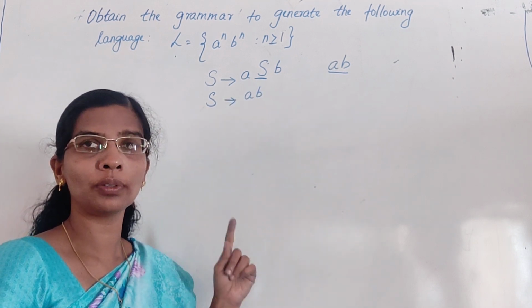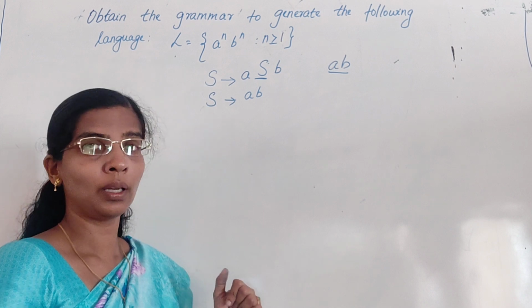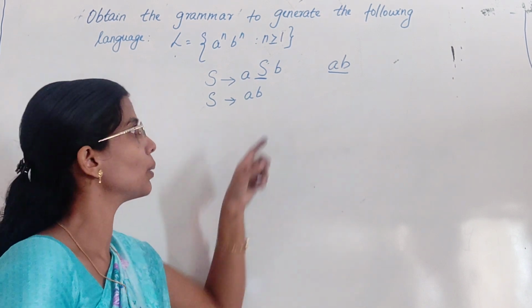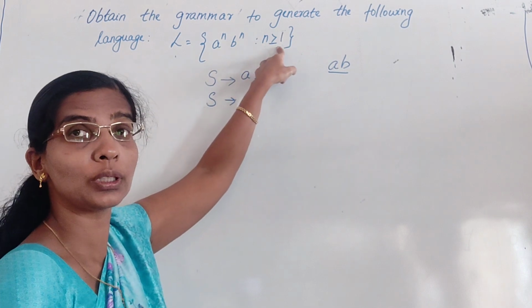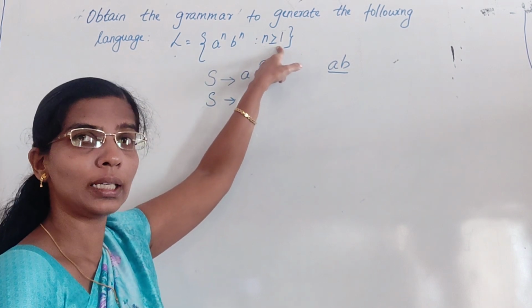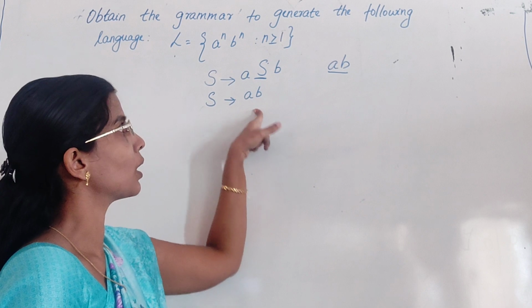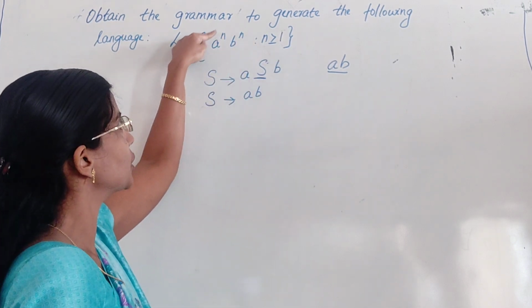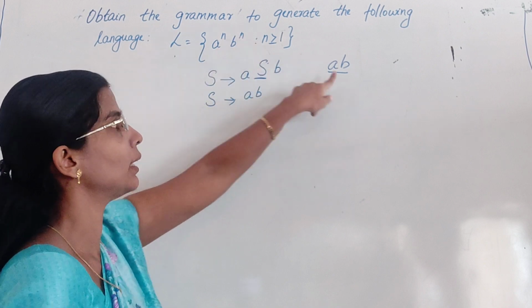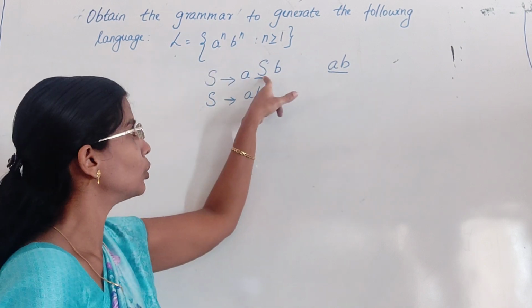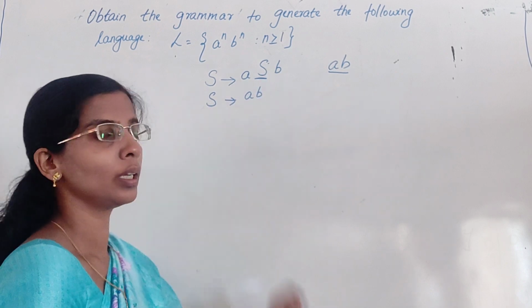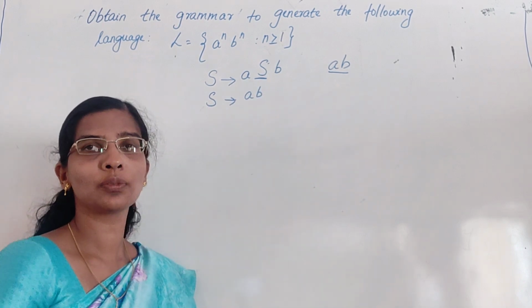Hope you got the difference between the previous sum and this sum. In the previous sum, S tends to epsilon. Why did I write S tends to epsilon? Because n is greater than or equal to 0, I need 0, so I wrote epsilon. Now here n is greater than or equal to 1. So when I substitute 1 here, what will I get? I get ab. So how to stop with this? Minimum I need 1, so S tends to ab. We'll discuss a few more sums.